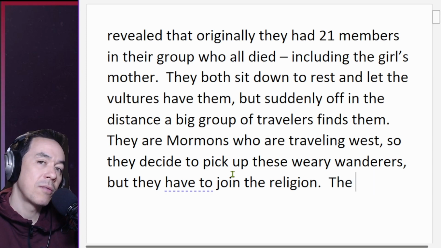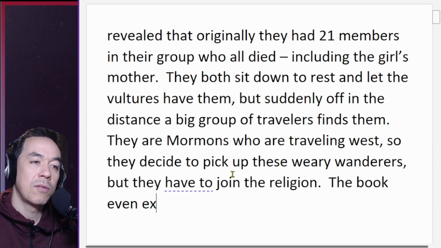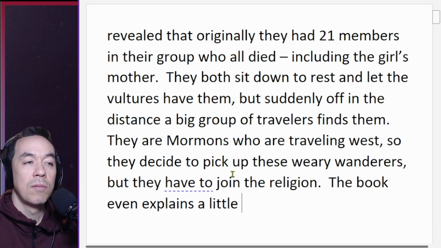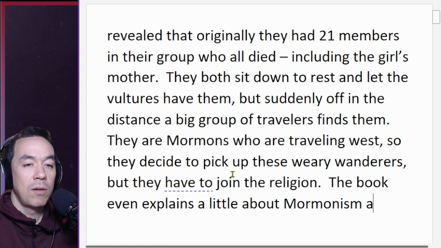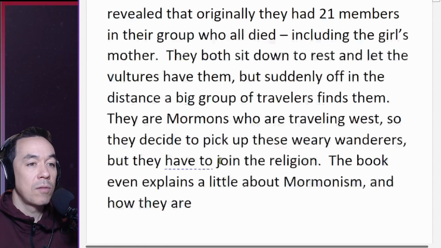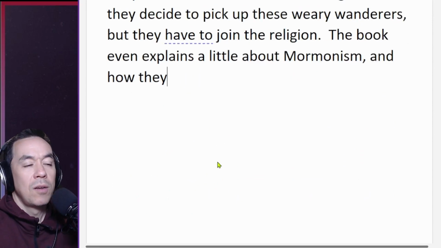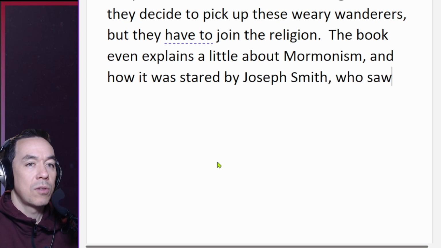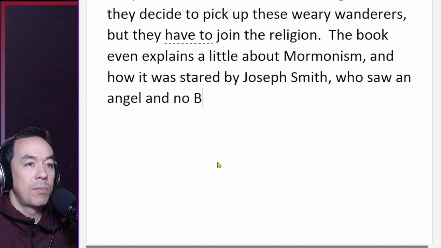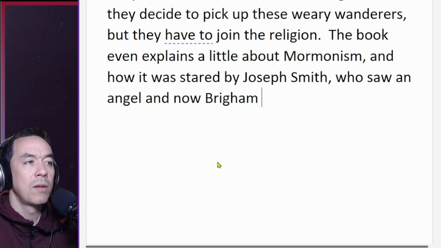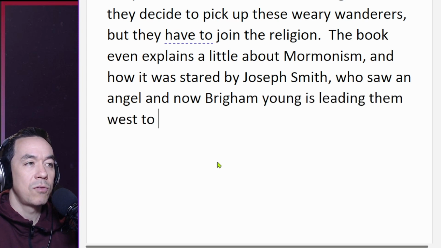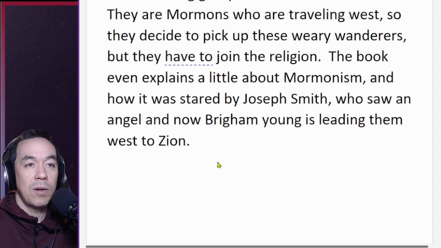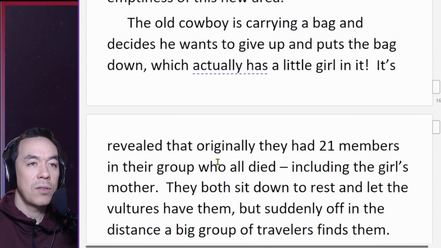The book also explains a little about Mormonism and how it was started by Joseph Smith, who saw an angel, and now Brigham Young is leading them west to Zion. Wow. Okay, so yeah, that's about it. It's chapter 1. Lots of setup.